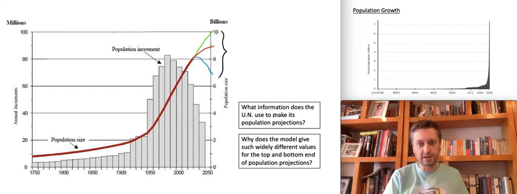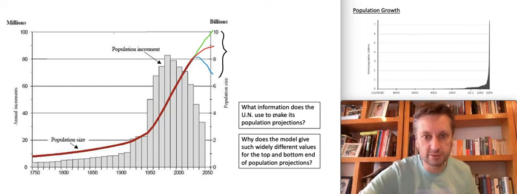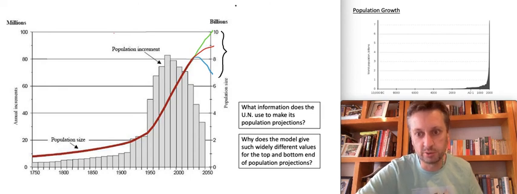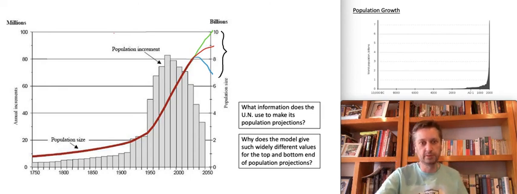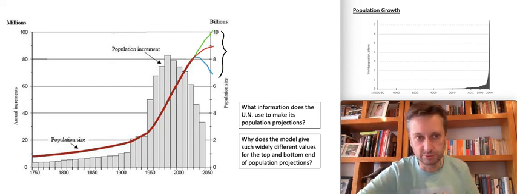Number one, how do you think the United Nations uses data, and what data, to make these population projections? And number two, why do you think the United Nations has given us a model that has such widely different values from the bottom end to the top end? So you might want to pause that to give it some thought. And if not, I'll move on.